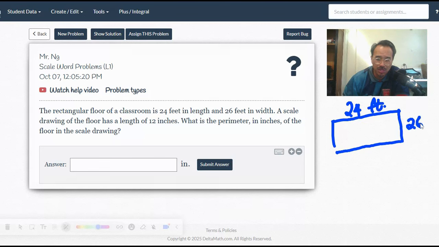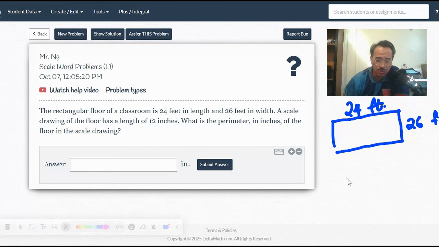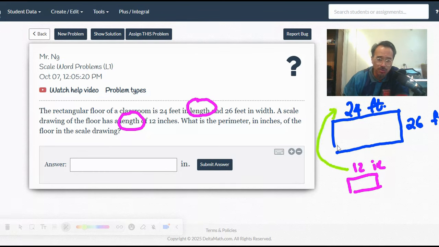Not drawn to scale. Okay, the scale drawing of the floor has a length of 12 inches. So a scale drawing, which means a smaller miniature version. So I'll use a different color. Smaller one, like really small. Okay, it's 12 inches, length of 12. So you notice how these words match, length and length. So this is 12 inches. So in other words, right from the get-go, they're saying 12 inches is 24 feet.